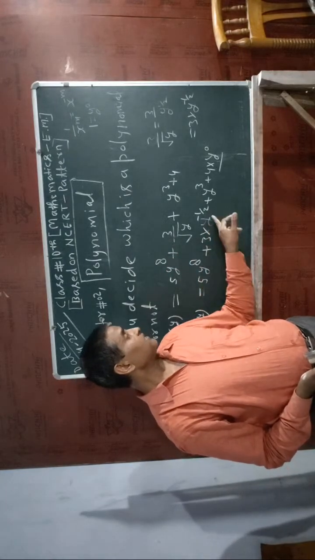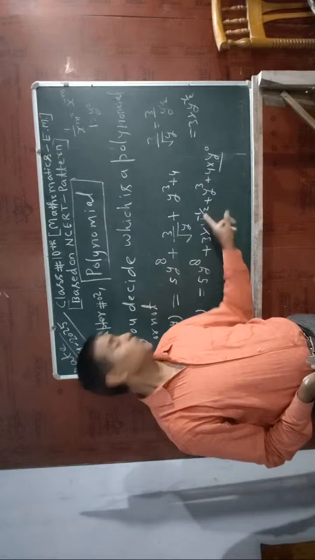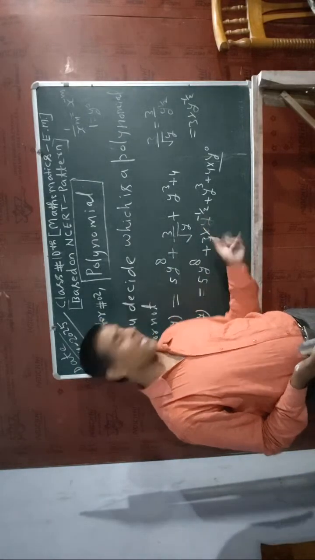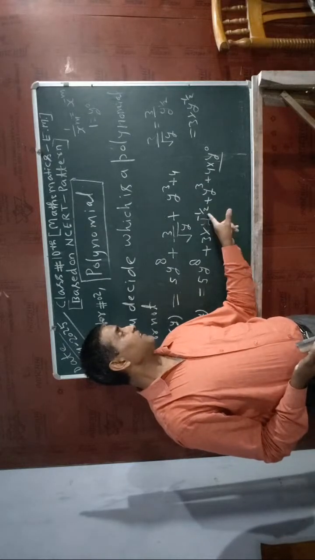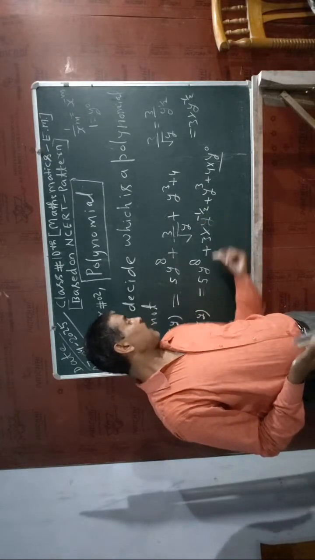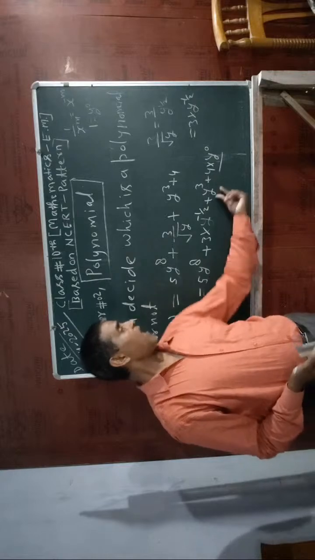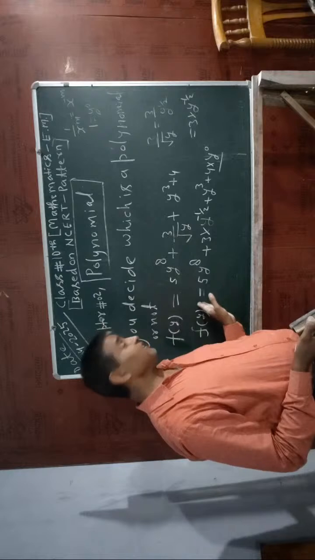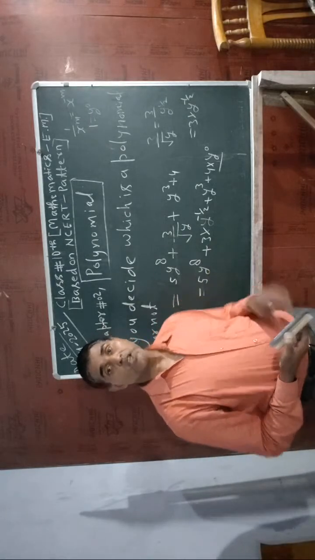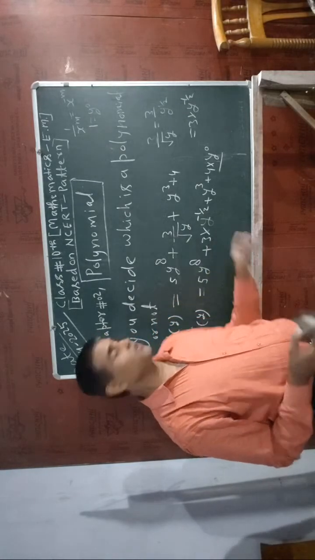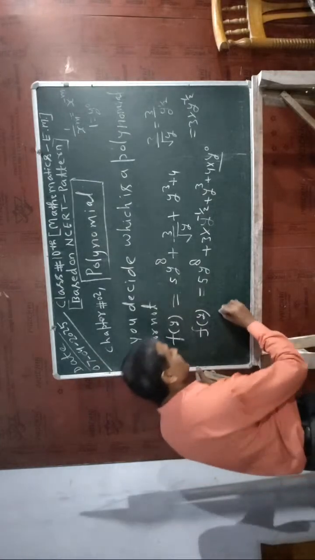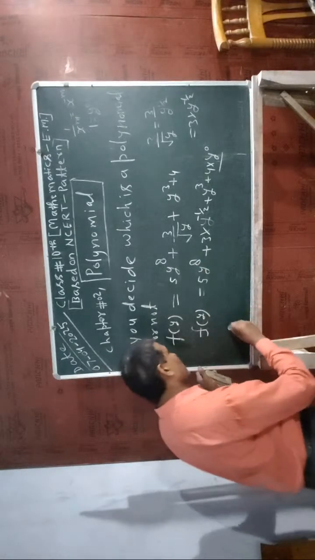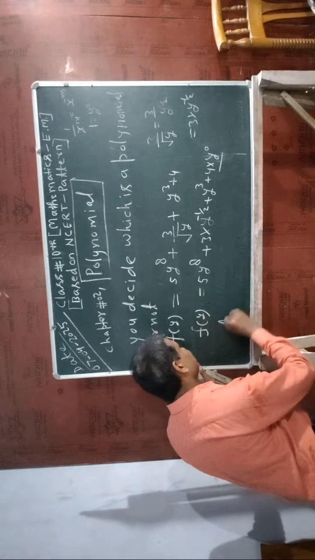But here this function has a negative power. This function has variable y, and some terms have positive power and some have negative power. If any term has a negative power, then it is not a polynomial. So I will write the answer: this is not a polynomial because it has a negative power.